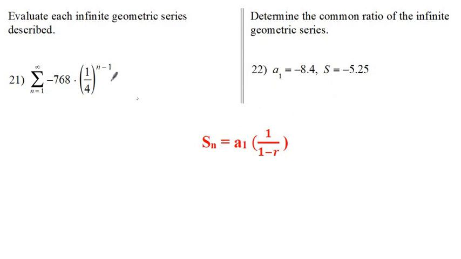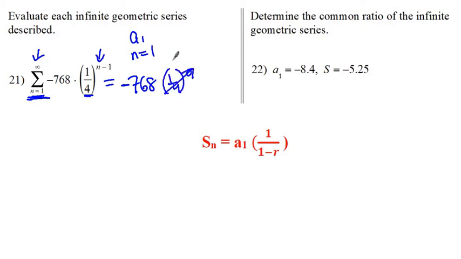21 is the same type of thing. We just have to expand this out. Actually, we only need the first term. We can find the first term by plugging in this number, and obviously we can't plug in the last term. There is no last term because it's an infinite series. So we'll plug in 1 right here. So we have negative 768, and then 1 is getting plugged in there, so we have times 1/4 to the 0. Anything to the 0 is 1. So negative 768 times 1 is just negative 768. So our formula is going to be this.